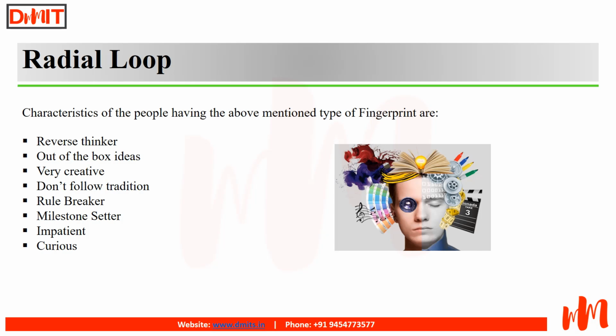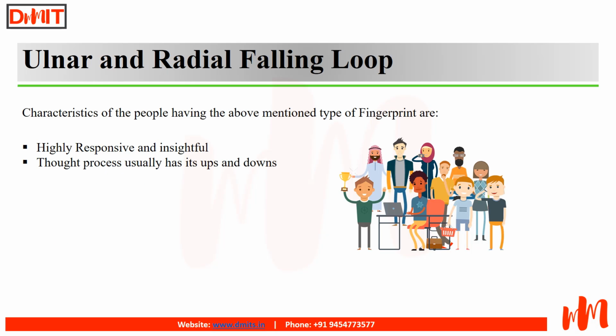Next is ulnar and radial falling loop. So the people with this type of fingerprint are considered to be highly responsive and insightful. Thought process usually has its ups and downs. That is they have a conflicting thought process, or you can say their thought process generally sees a lot of ups and downs. This was about ulnar and radial falling loop.